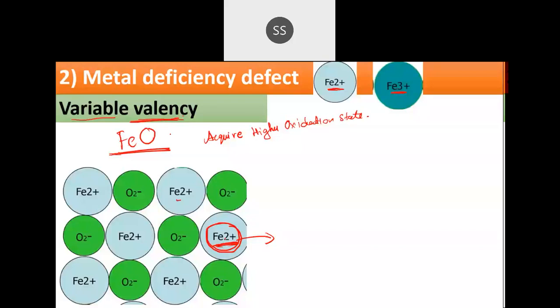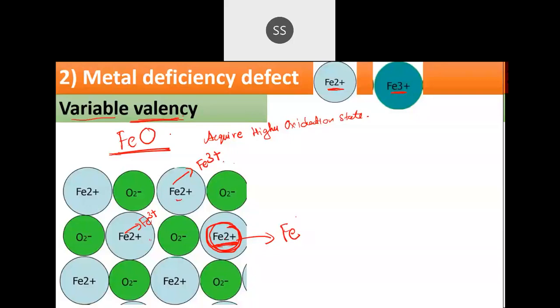How can they satisfy that? By giving one electron. If they give one electron, they get converted into Fe3+. Even this other Fe2+ will get converted into Fe3+. Then you will get 2 electrons, and those 2 electrons will satisfy the charge. And the Fe2+ which has gone out will go out in the form of Fe, remember, by taking these 2 electrons.